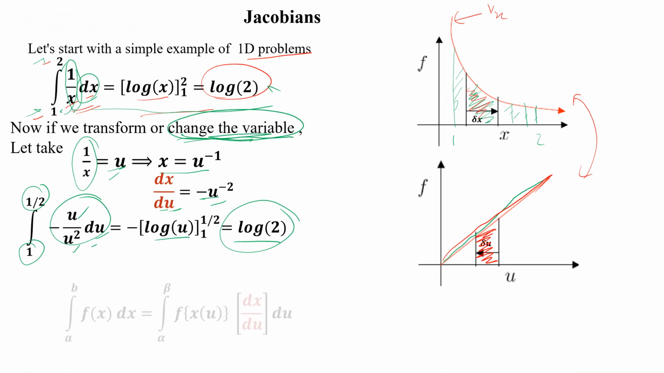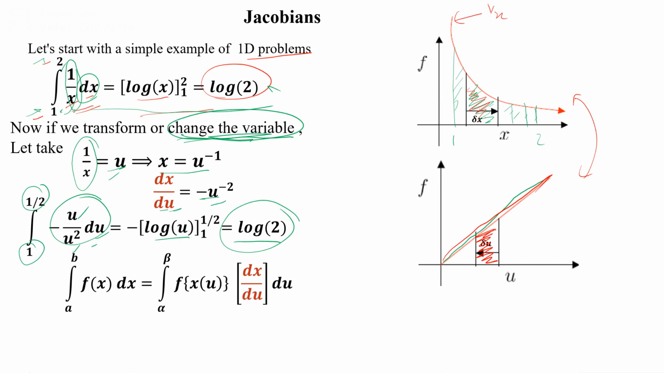Here we have to notice what we do: we are taking the integration from a to b of f(x) dx, and when we change the variable x into u, we get a function f of x of u, and in place of dx we write dx upon du into du. So here that dx upon du is called the one-dimensional Jacobian. So this is what Jacobian means. This dx upon du is called the one-dimensional Jacobian.